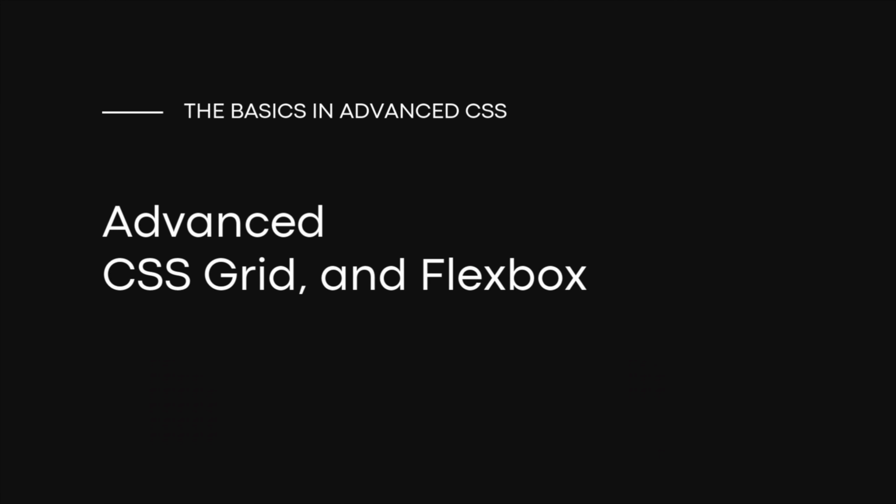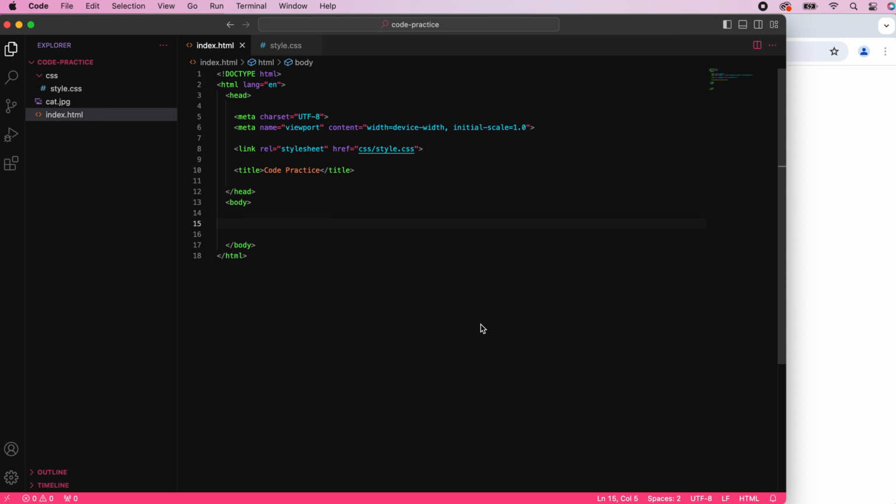Let's go over the basics in Advanced CSS with Grid and Flexbox. First, let's go over CSS Grid. In our HTML file, create a div with the class of grid-container. Inside, add 6 divs and name them numerically.